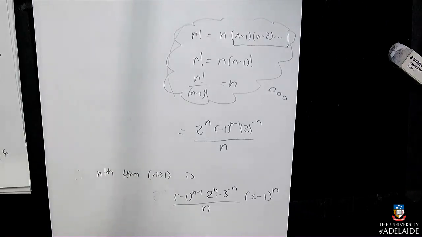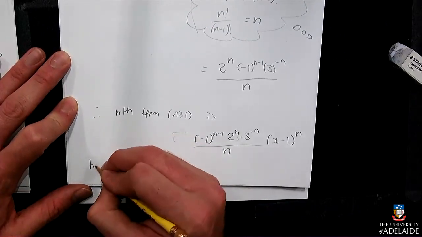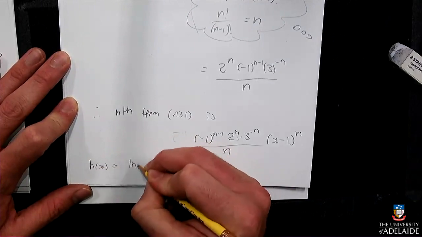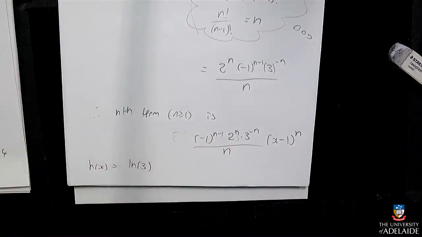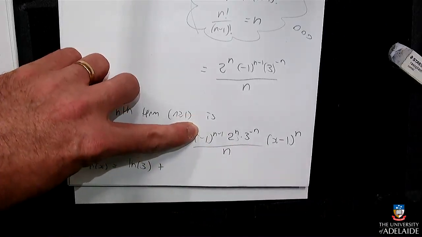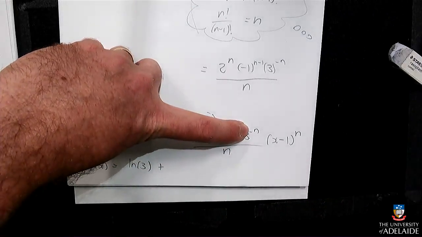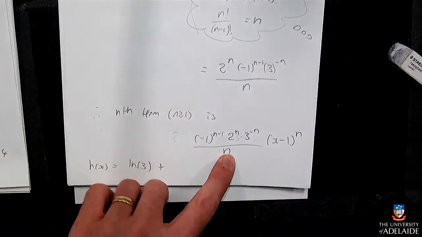all right. So some questions will ask you for the nth term and to write out the first few. So I'm just going to do that now just to make sure I'm doing this right. So h of x. The first one was ln 3. That was the one that went with the 0th, with no derivatives. And then the next one, minus 1 to the 1 minus 1, so that's minus 1 to the 0, which is 1, 2 to the 0, 3 to the minus 0, which is 1, n is 1, so it's just 1.